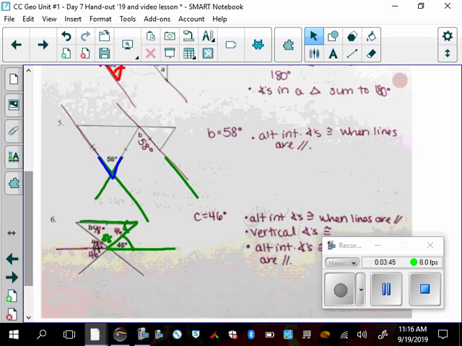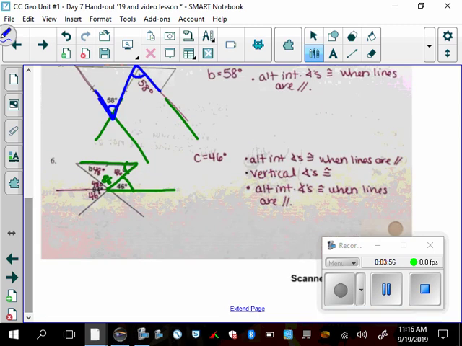For number 5, this is where I saw the Z, so the alternate interior angles have to be congruent. 58. And then for 6, again, here's the Z, making this 46. Vertical made that 46. And then I could start working backwards: the three angles that form a line are 180, and the triangle's 180.